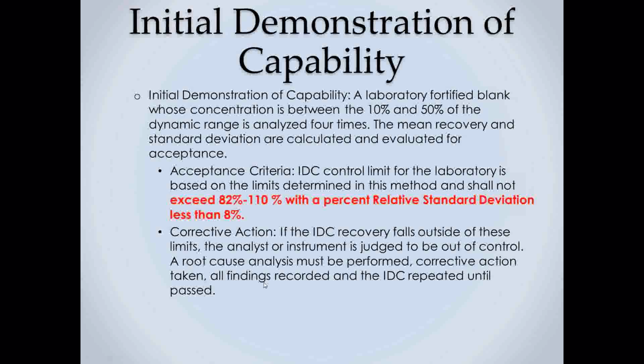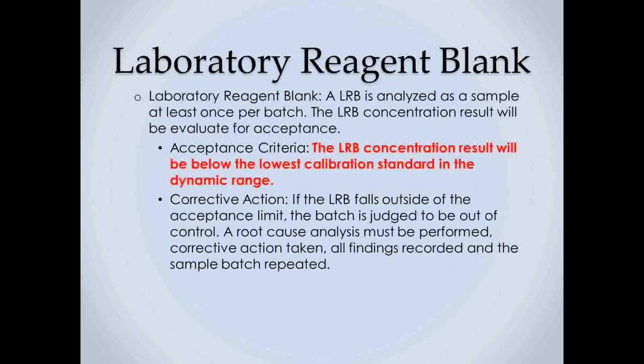Laboratory reagent blank, we actually have, again, the same thing. What is the acceptance criteria? The LRB concentration results will be below the lowest calibration standard in the dynamic range. And we say if the LRB falls outside of the acceptance limits, again, the batch is judged to be out of control. You have to do a root cause analysis, corrective action taken, all findings recorded, and the sample batch repeated. So for the laboratory QC auditor, they have control now over what's done if something happens.